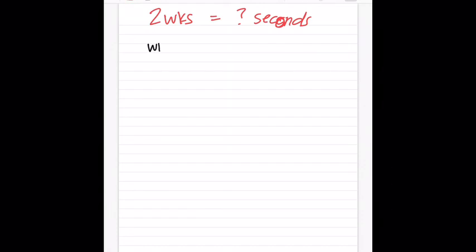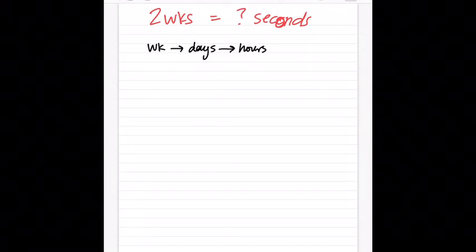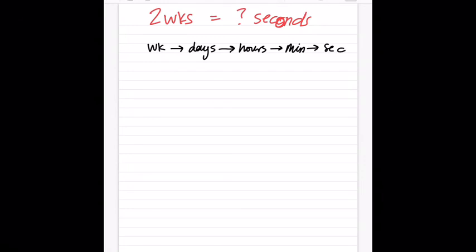If I'm in weeks, the next step down from weeks is going to be days. The next step down from days is going to be hours. The next step down from hours is minutes. And the next step down from there is seconds. So we've got to connect the dots here. Now these conversion factors we know already. But we're going to start by writing down what's given, 2 weeks.